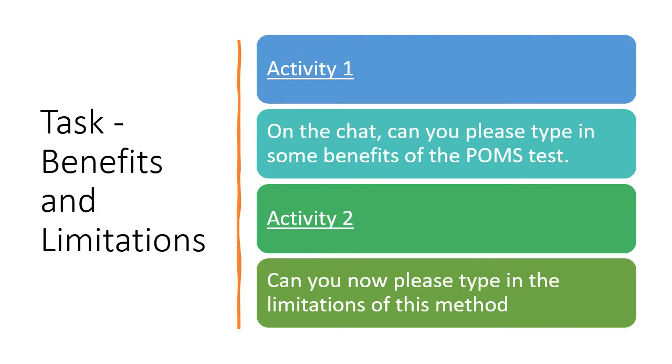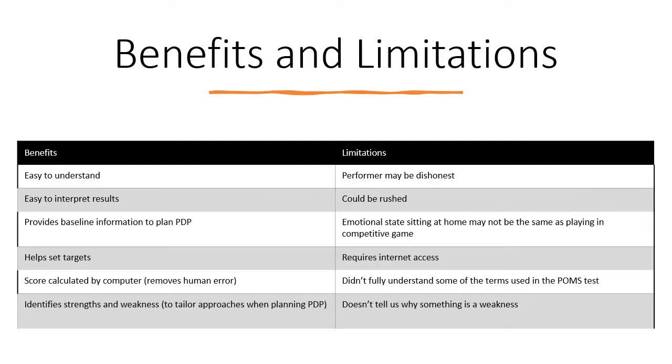In order for you to answer the other three command words, to explain, to evaluate and to analyse, it's important that we're able to highlight what the benefits and the limitations of the POMS test actually are. So what I'm going to ask you to do now in activity 1 is just use the chat on Teams. Can you please type in some benefits of the POMS test? Once you have finished that, can I ask you to now type in the limitations of this method?